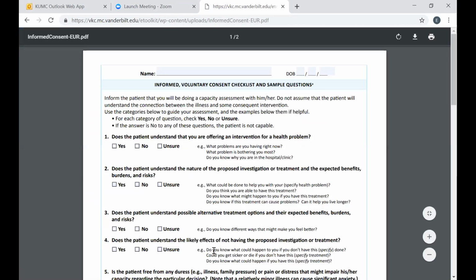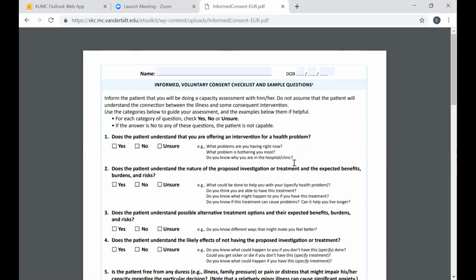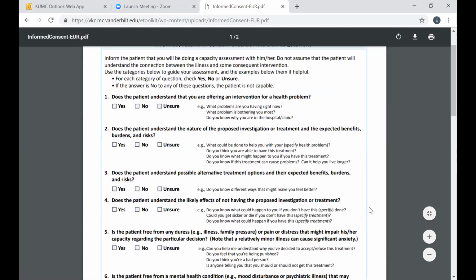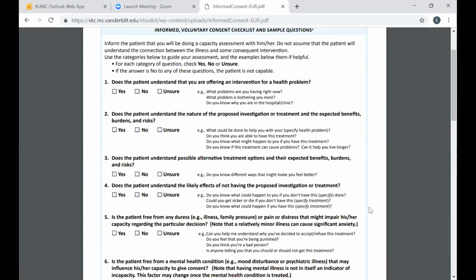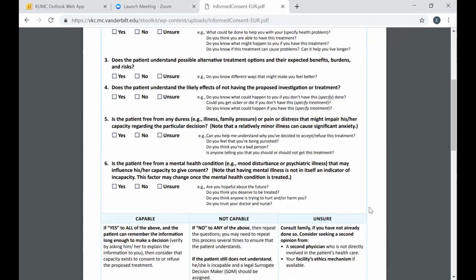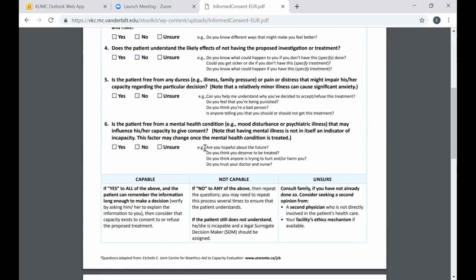A checklist that's on the website to help you determine if someone may or may not have the capacity to make a decision. And it's just yes or no questions or unsures. Like, does the patient understand that you are offering an intervention for a health problem? Does the patient understand the nature of the investigation or treatment? Do they understand alternative treatments? And then at the very bottom, it says capable, not capable, unsure. And then even what to do if you're unsure.